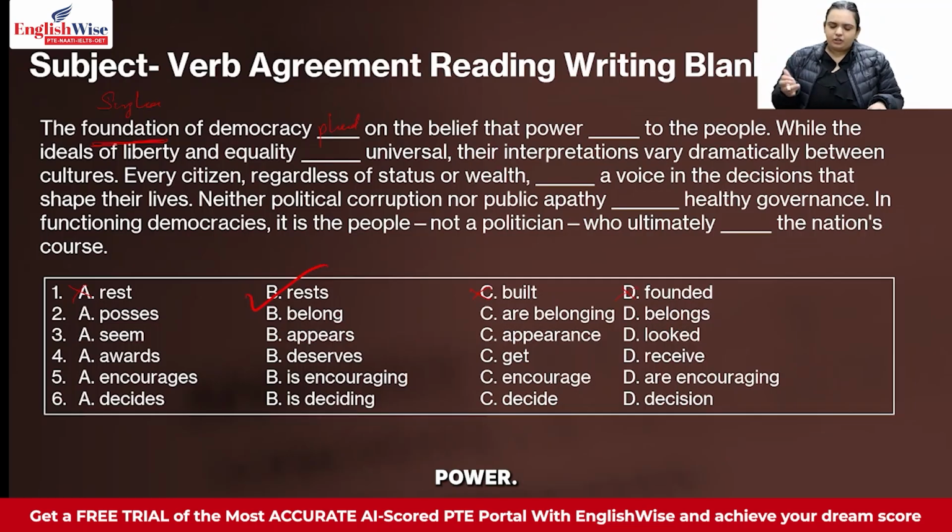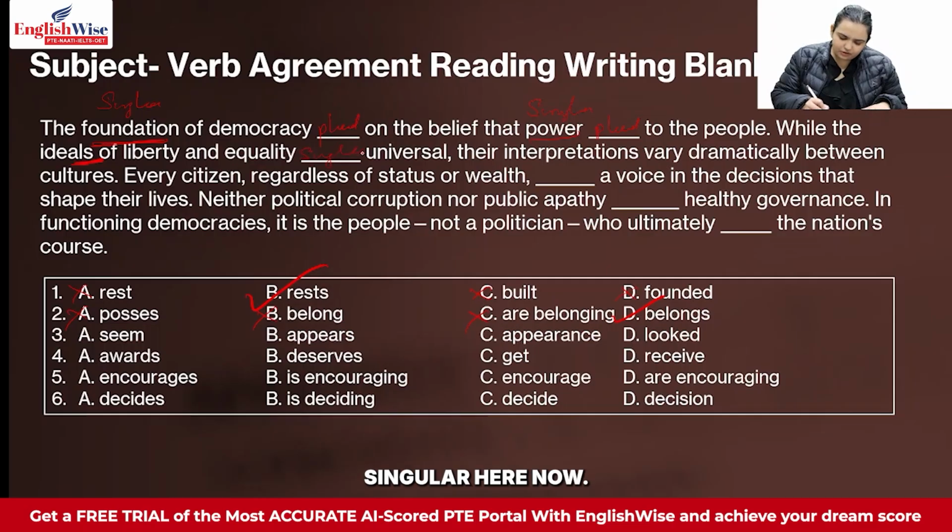On the belief that power, again power is singular. So I need something plural here. Okay, power possess, no, power belong, no, power are belonging, okay. Power is belonging to the people suits there, power are belonging won't suit there, so no. Power belongs to the people. While the ideals, again I have plural here, of liberty and equality. Now this is the X of Y situation, even though equality and liberty are singulars, but I will look at the word ideals because in the X of Y, the verb will always agree with X. So I need something singular here now.